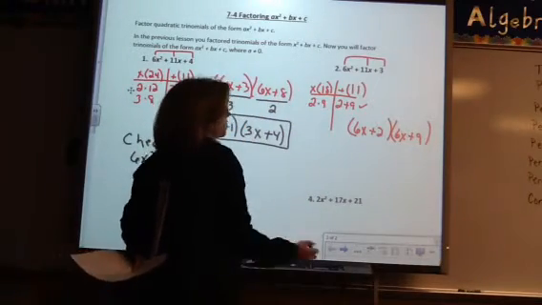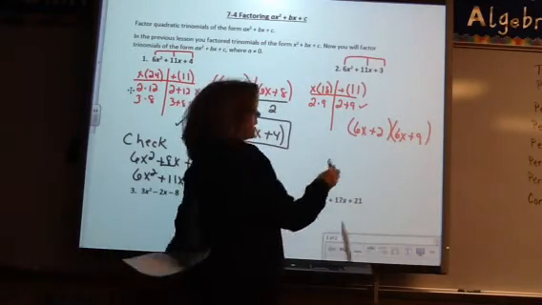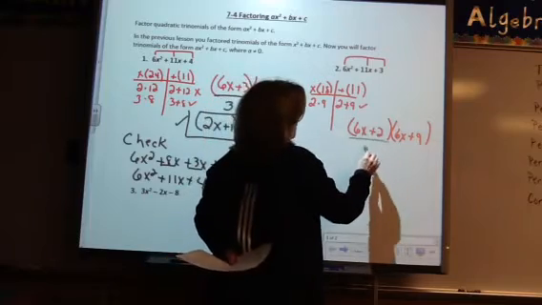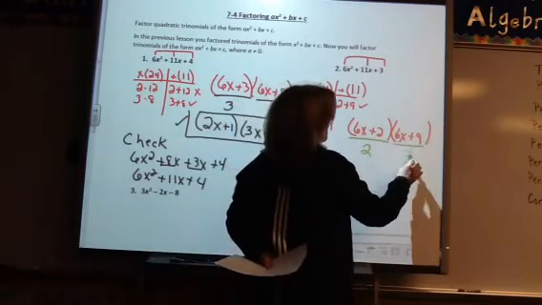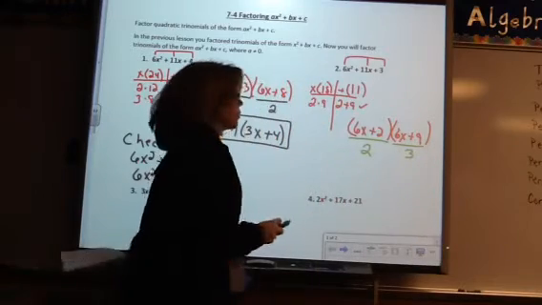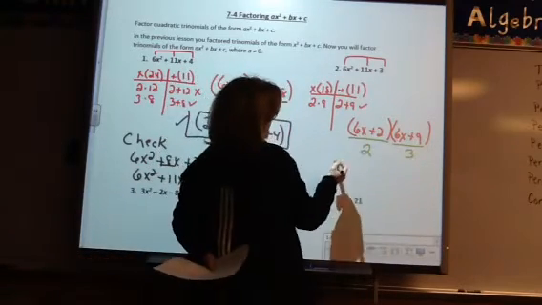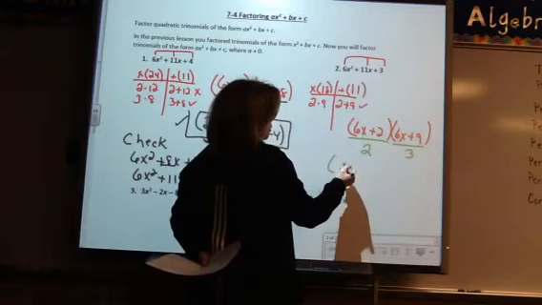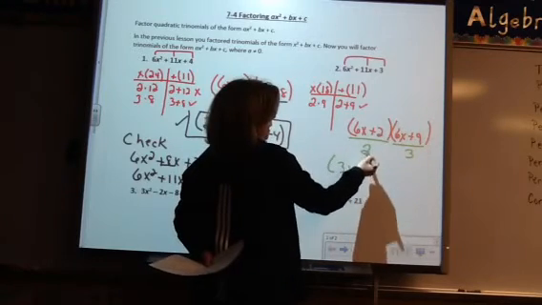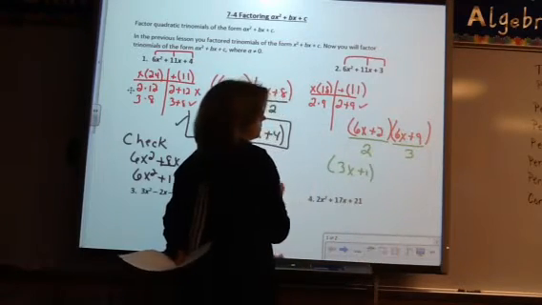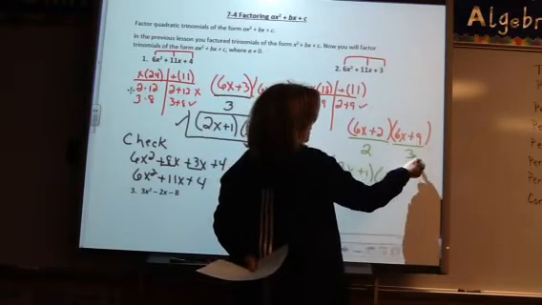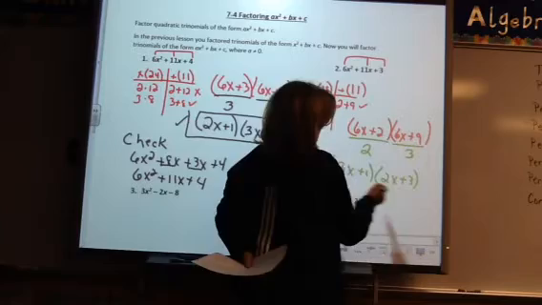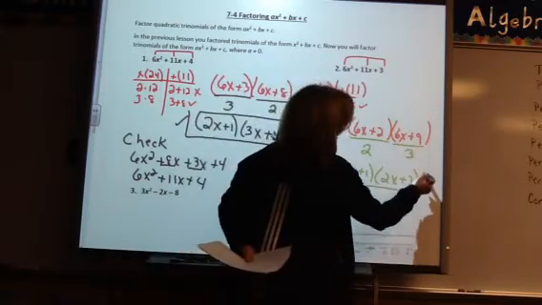Okay, we're not finished. Is there a factor that I can divide out of 6 and 2? 2. Is there a factor I can divide out of 6 and 9? 3. A common factor is what you're looking for there. Okay, so let's simplify here. So I have 6 divided by 2, 2 divided by 2, 6 divided by 3, 9 divided by 3. There's my answer.